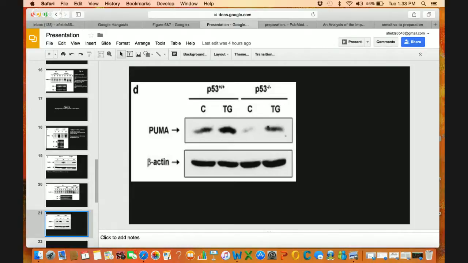Next, they want to try to look at isogenic cell lines to basically see the null and the wild type. The isogenic cell lines only differ in the P53, and we clearly see that you still have the upregulation of PUMA in both of these.